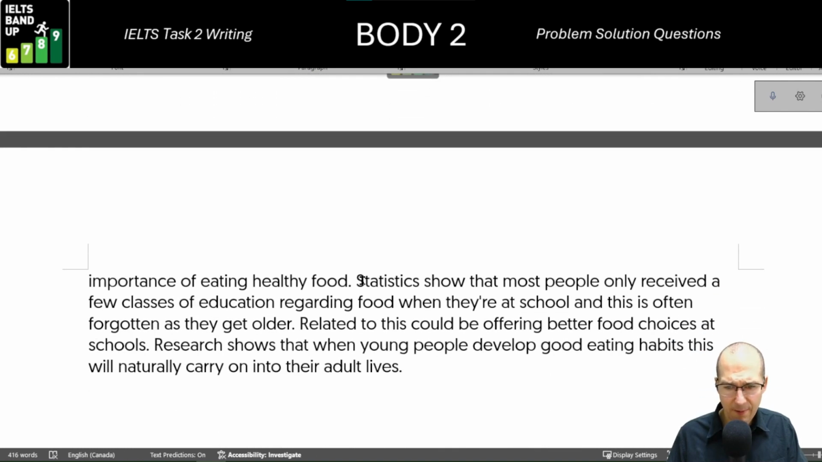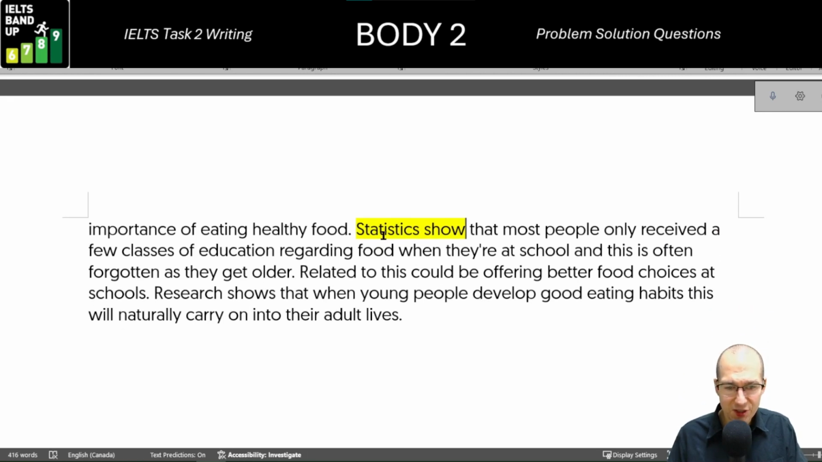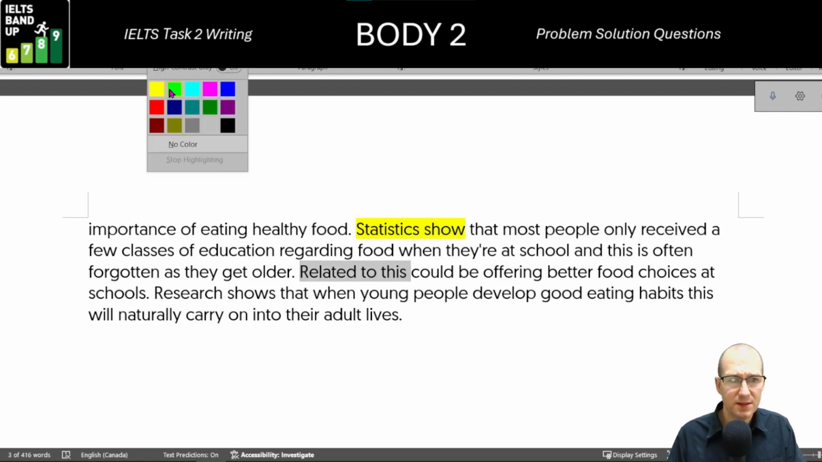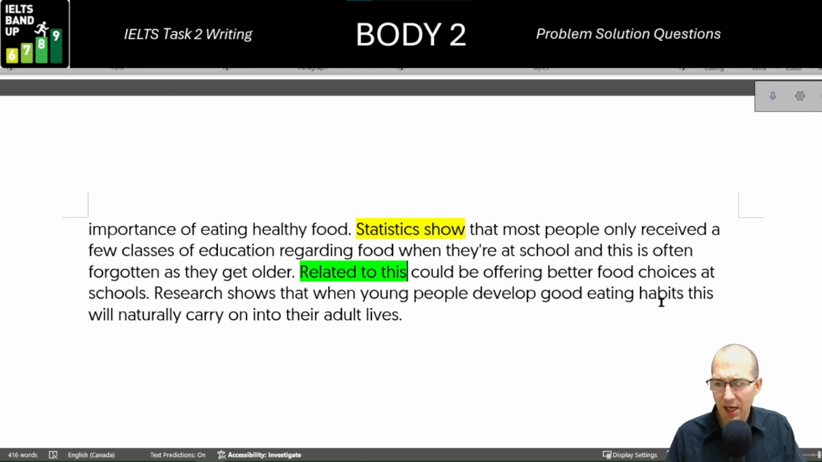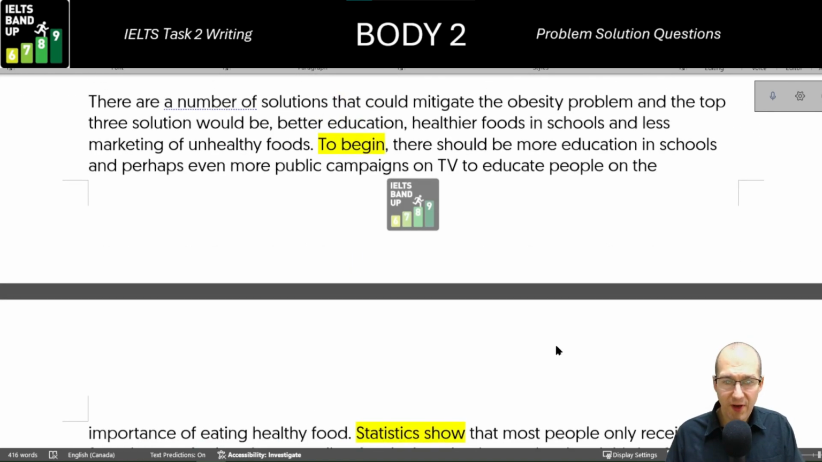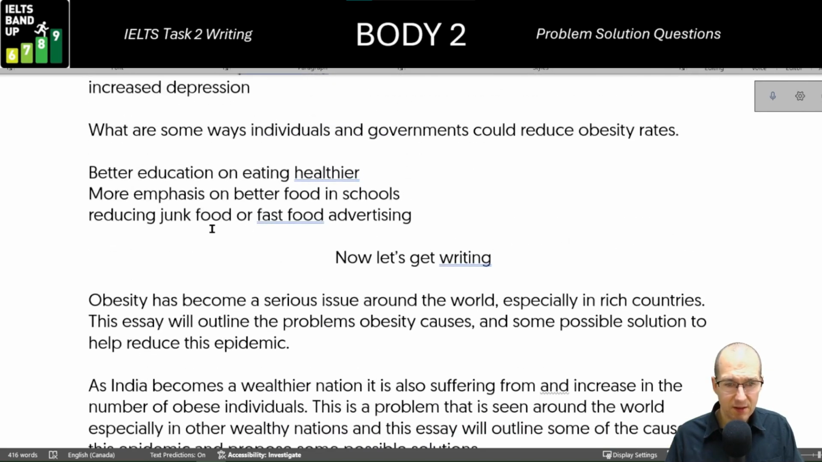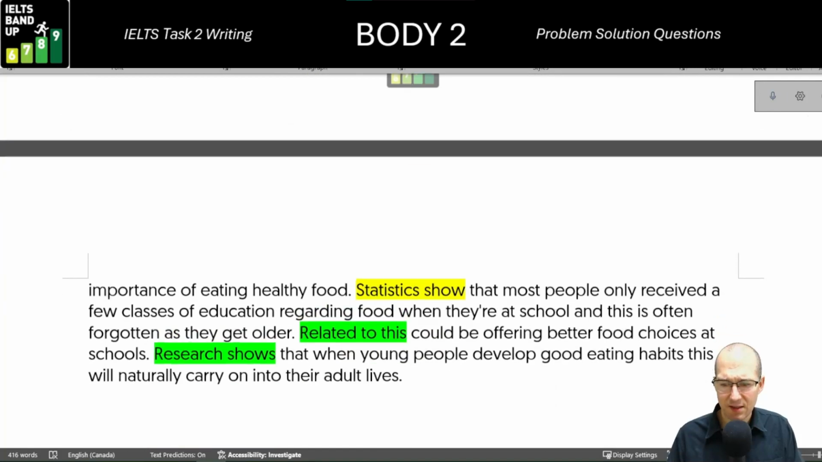Then here, statistics show, right, that's a great expression. Is it true? Maybe. It sounds true, but you don't have to. Related to this is the second point, kind of similar. Better food choices. Research shows, okay, and then this makes my point sound much stronger. Now, the final point we wanted to focus on was reducing junk food, fast food advertising.